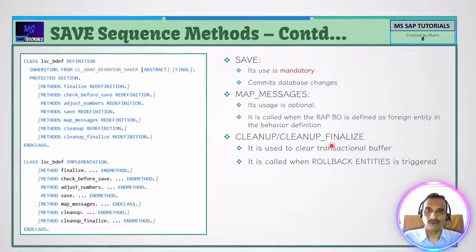Now, what happens after the adjust numbering is done? Save sequence has to be done, and this is the method which will commit the changes to the database. Map messages is not something I have created. If you want to map the messages again to the behavior or the front end, you can do that. Finally, cleanup will be called, not cleanup finalize, it is cleanup. That will be used to just clear the transactional buffer and roll back the entities.